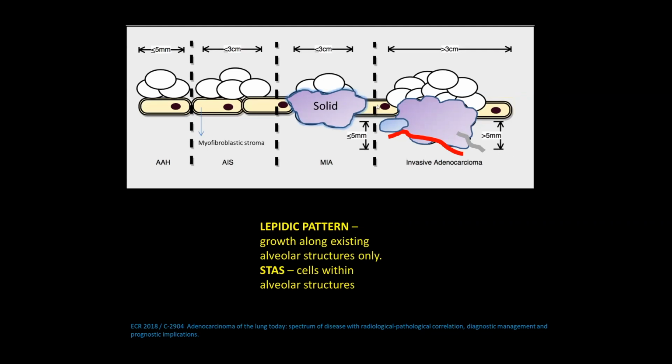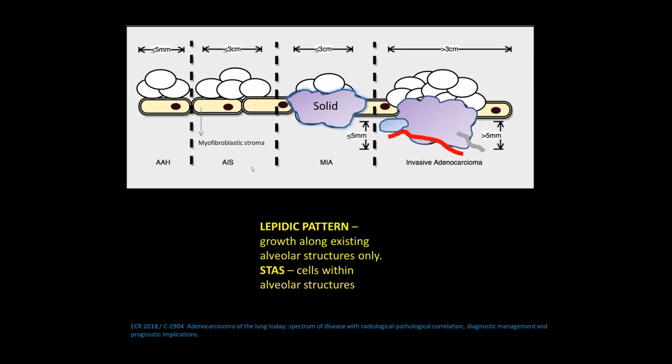In minimally invasive, it may go through the myofibroblastic stroma, but it does not involve vascular, air space or lymphatic invasion, and it is limited to less than 5 mm. More than 5 mm and all the other invasion, it becomes invasive adenocarcinoma. Understood? I hope this is clear. Once you understand this, then it becomes easy to understand the patterns.